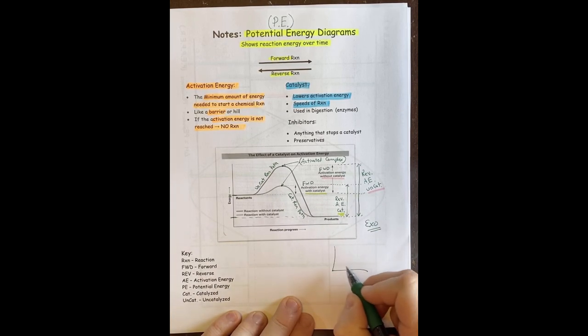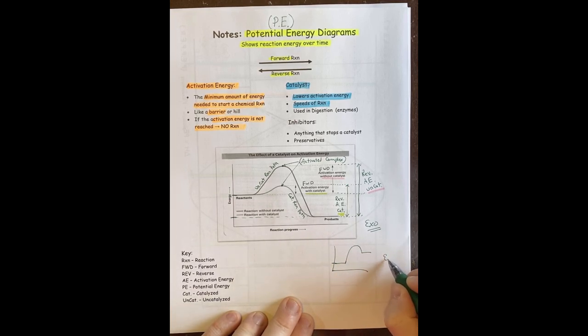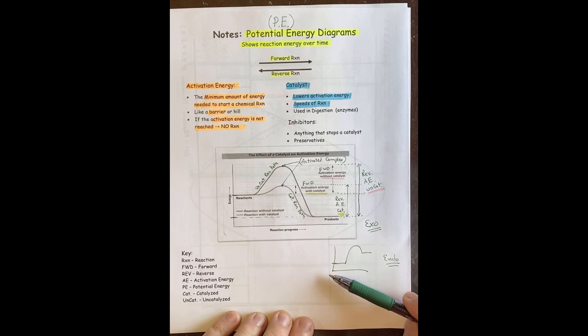If the hill, for some reason, looked like this, where you started here low and ended high, this would be endothermic. So an exothermic and an endothermic PE diagram are basically the same thing. You start on the left, you end on the right. It's just starting high and ending low versus starting low and ending high, absorbing energy or releasing energy.